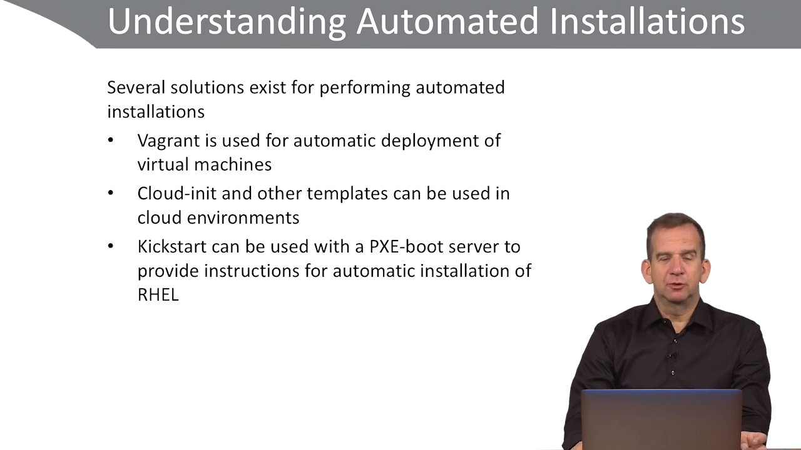Then there is Kickstart. Kickstart is, so to say, the classical solution. It can be used with a PXE boot server to provide instructions for automatic installation of Red Hat Enterprise Linux. So the PXE boot server is a DHCP server typically. The DHCP server that provides access to an installation file. So instead of giving you just an IP address, if DHCP works together with the PXE boot server, you will also get an installation image, which allows the installation to start automatically.